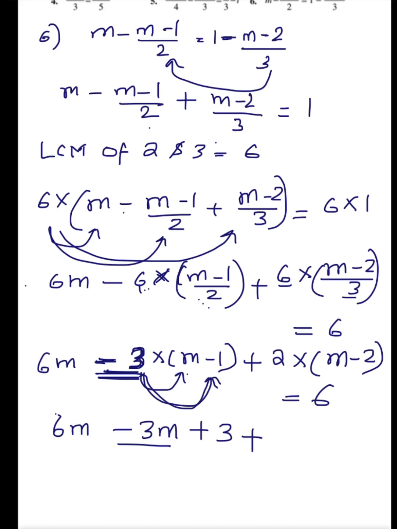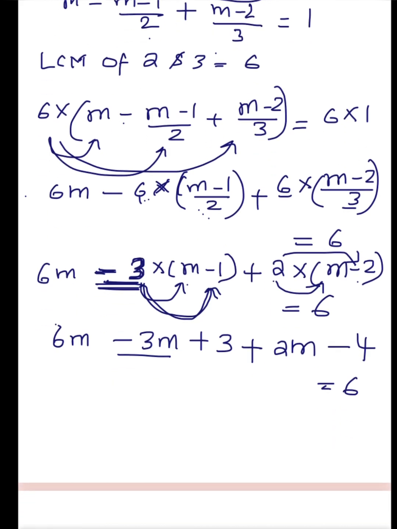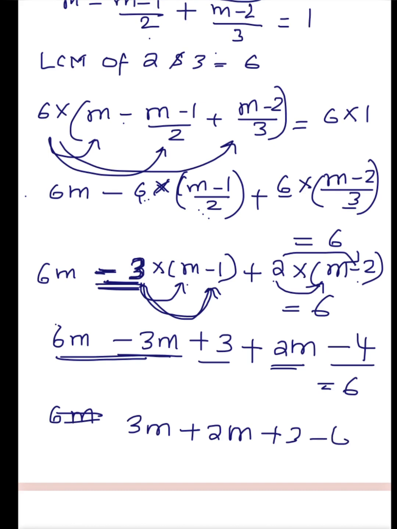Understand? Now, plus what is 2 into m? It's 2m minus, what is 2 into 2? It's 4. This and this you are doing, is equal to what? 6. Understand this step? Whenever a minus is coming before the bracket, you should be careful. Otherwise no problem. Now 6m, what is 6m minus 3m? 6m minus 3m is 3m. 3m plus 2m plus 3, then what? Minus 4 is equal to 6.